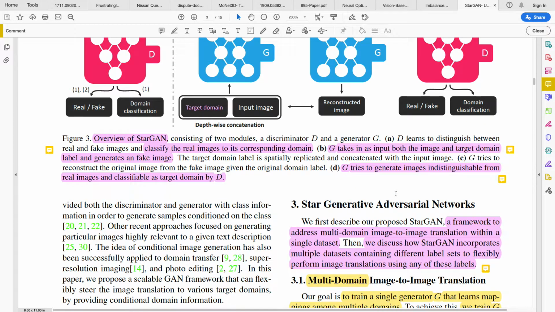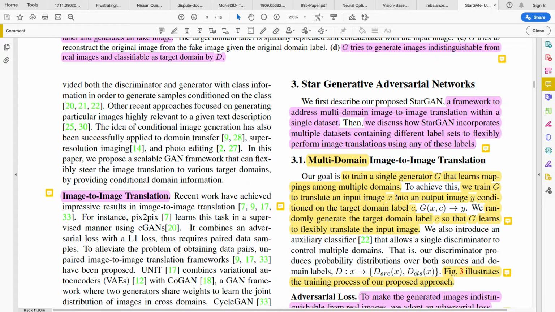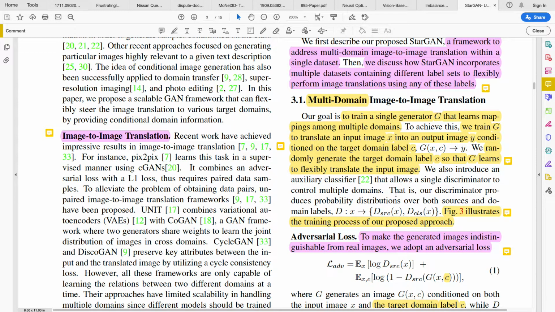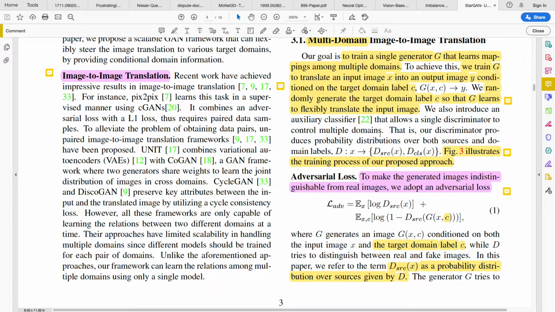So that is that. Yeah, the rest are the loss functions that are used. You have a composite objective, the loss function for the discriminator, and that of the generator.